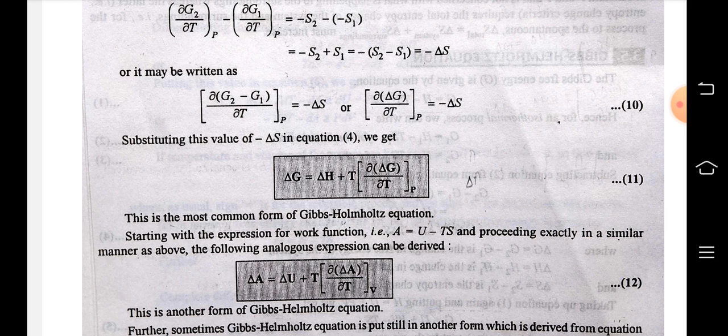Substituting this value of minus delta S in equation 4, we get delta G = delta H plus T times the partial derivative of delta G with respect to T at constant pressure. This is the most common form of the Gibbs-Helmholtz equation. If A = U minus TS, delta A = delta U plus T times the partial derivative of delta A with respect to T at constant volume. This is another form of the Gibbs-Helmholtz equation.